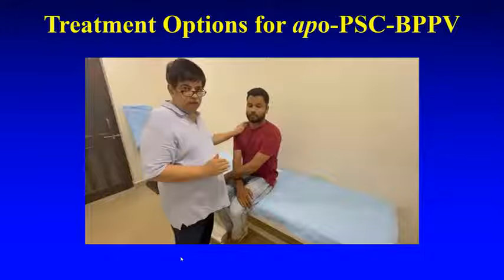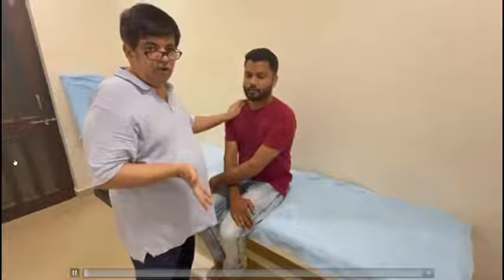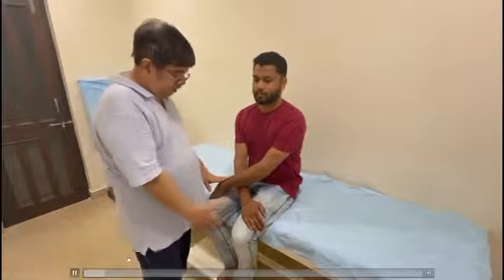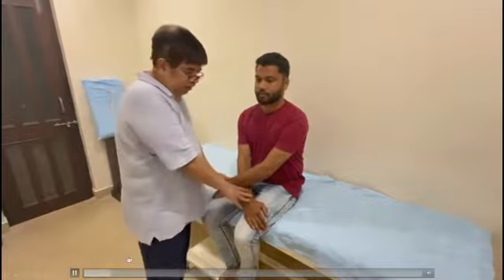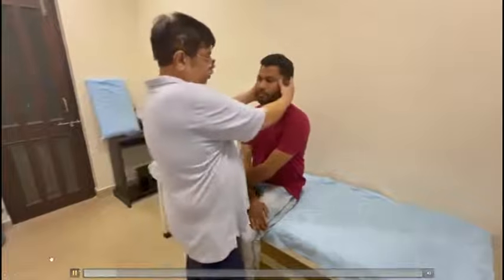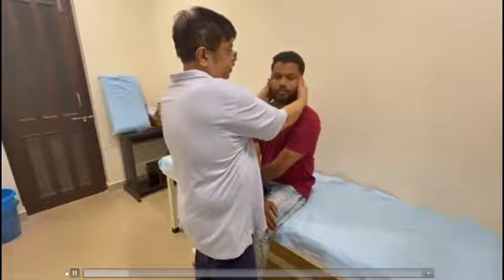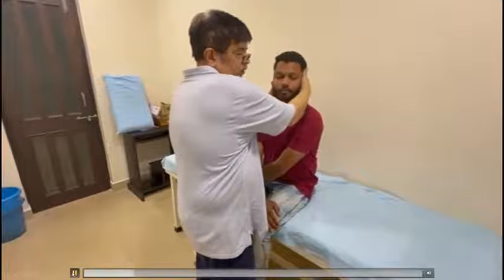This is the Gans maneuver for right-sided posterior semicircular canal BPPV of the apogeotropic type. The patient is seated in short sitting like this, hands crossed. We put the head 45 degrees to his left and we take him down briskly.